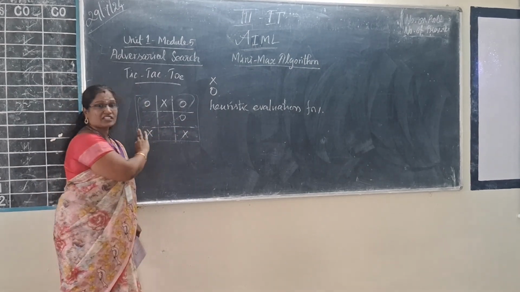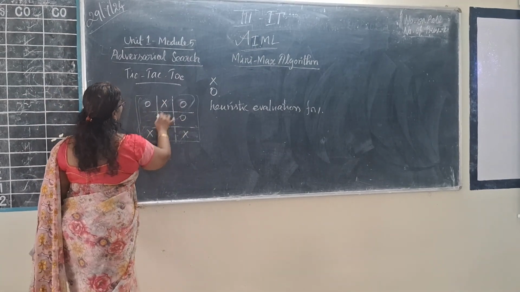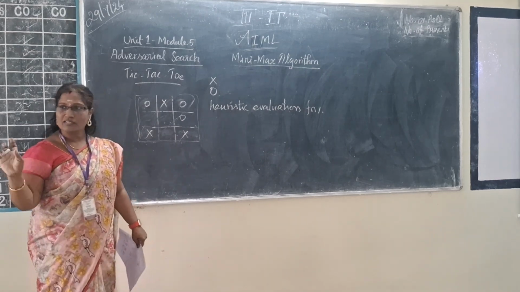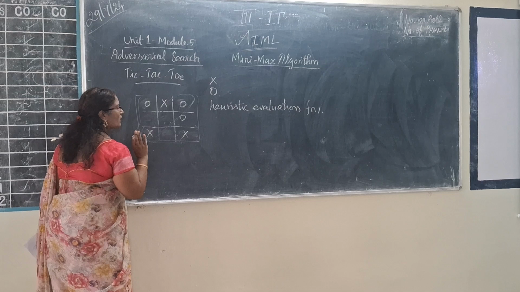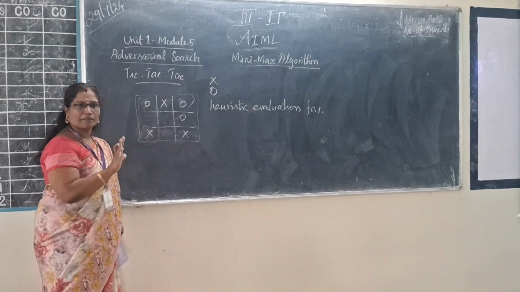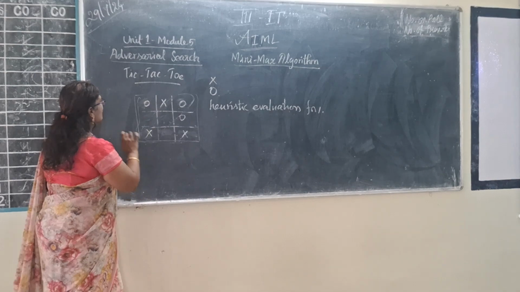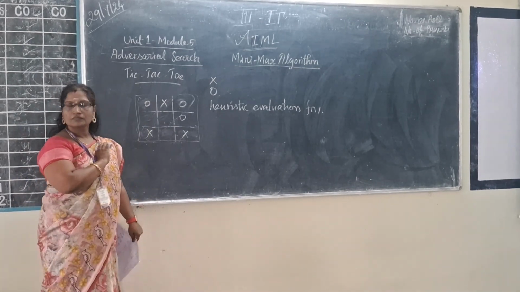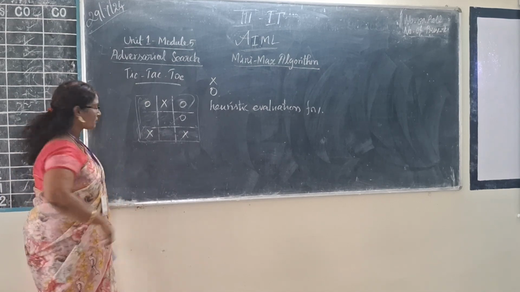This is the state of my game. Already, 3 times X has played and 3 times O also has played. Now which player is going to place its symbol? X. It is the turn for X. How many chances are there for X here? How many possibilities for X to win the game?